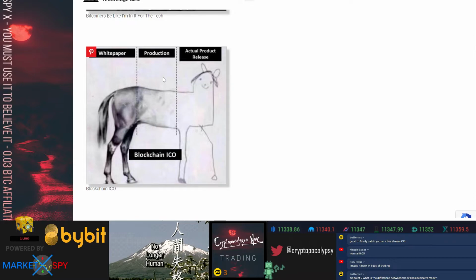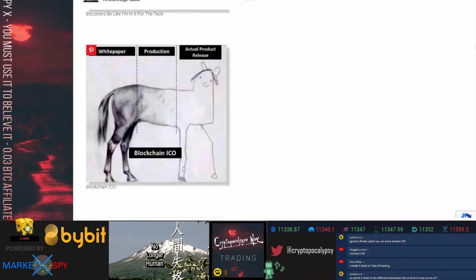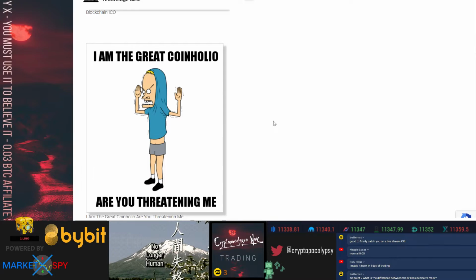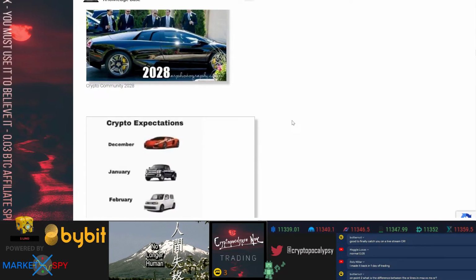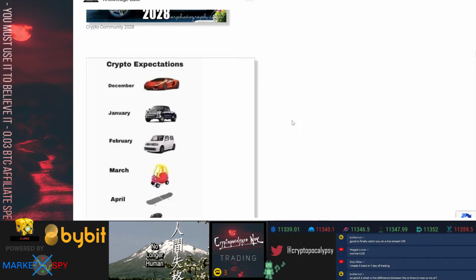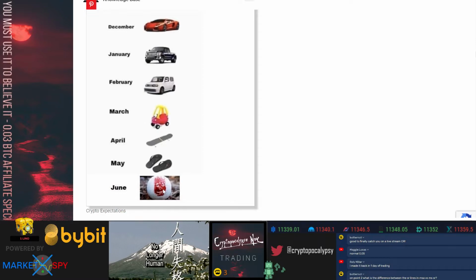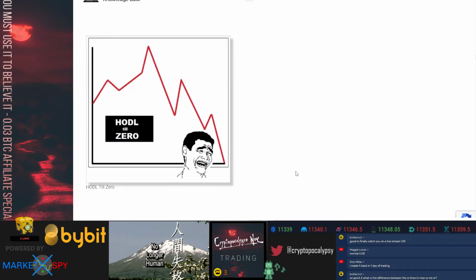White paper, production, actual product release, blockchain ICO. Okay. I'm the great Coinholio. Are you threatening me? Crypto community 2028. Crypto expectations. December, January, February, March, April, May, June. Oh no. Hodl till 0. This is actually what the charts are looking like for all altcoins right now.